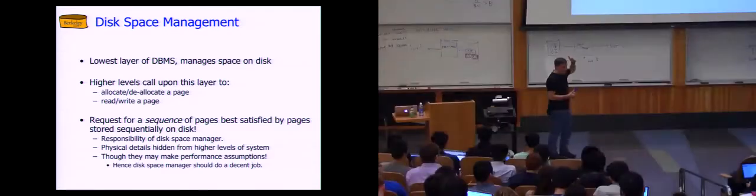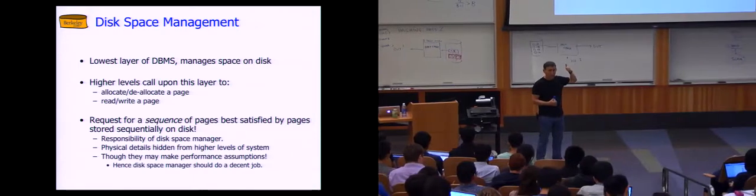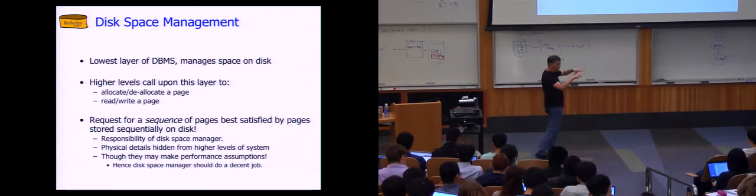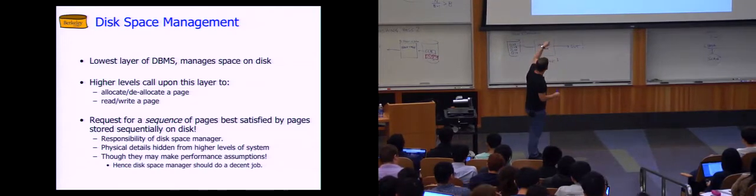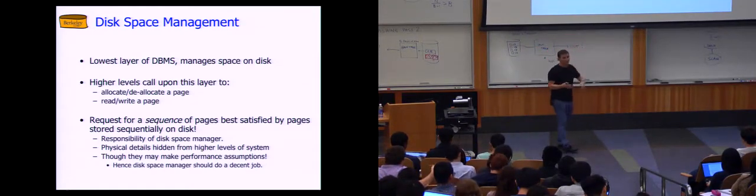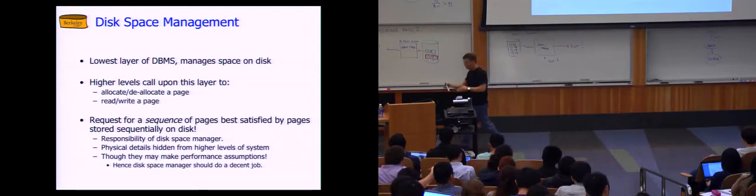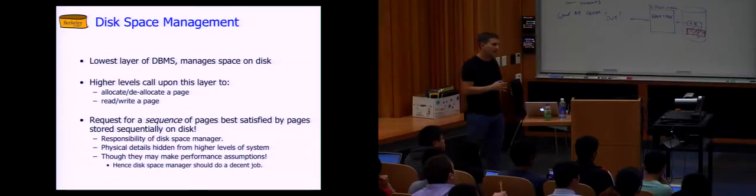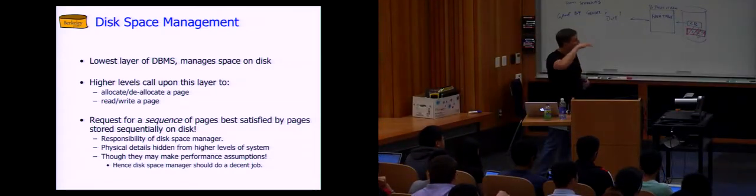The higher levels don't actually get any guarantees about this, though. They don't see those physical details of which block is where; they are behind the API of the disk space manager. But the higher levels may make some performance assumptions that if they ask for things in sequential order, the disk space manager will serve them quickly. So it's a sort of performance expectation rather than a physical guarantee between the disk space manager and the higher level.